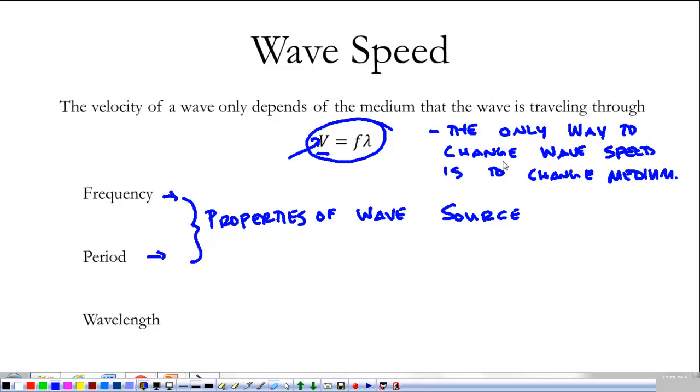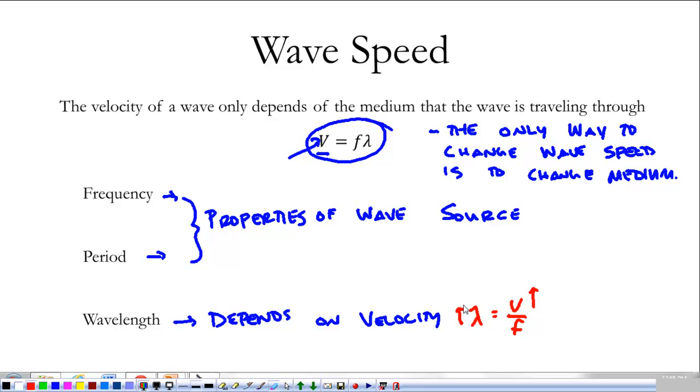Okay, that's the only thing that the velocity of the wave depends on. Frequency and period are properties of the wave source. Wavelength actually depends on velocity. A better way to say this is that lambda is equal to our velocity divided by the frequency. If the velocity of the wave goes up, lambda goes up. So if I go into a medium where we have a faster speed for my wave, it's going to have a longer wavelength.